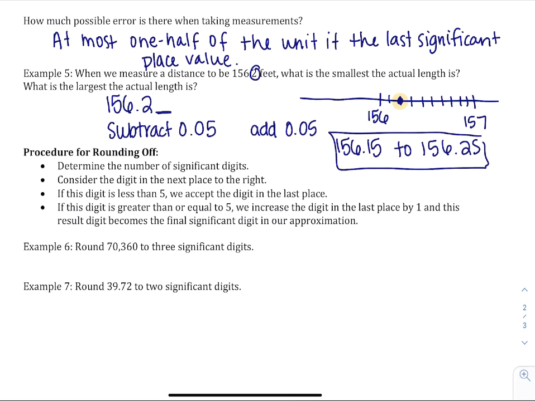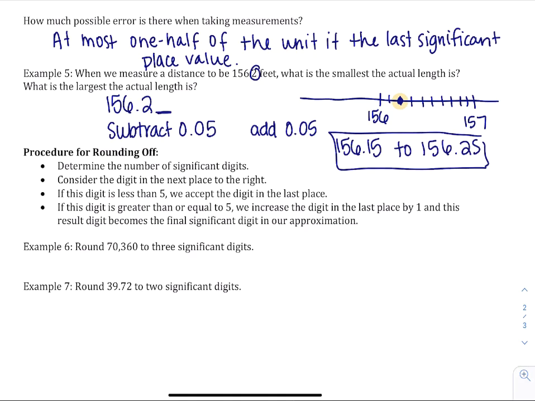Now, when you're just trying to round numbers, the procedure here is first look at the number of significant digits and then go to the next place. So that next decimal place or that next significant digit. If that digit is less than 5, then you just leave the last digit that was significant and we're done. If the digit in that next place was greater than or equal to 5, then you're going to increase the final digit in your significant digits by 1.